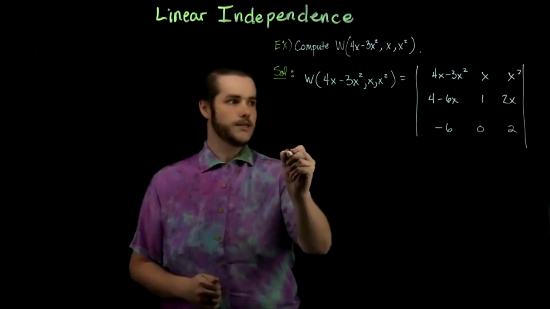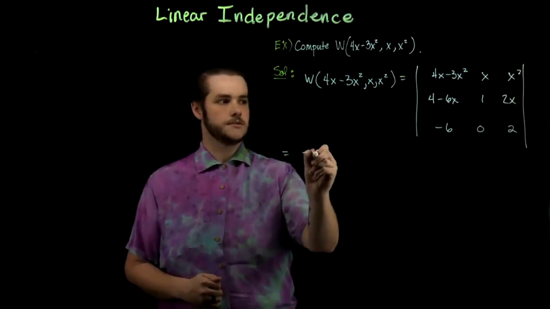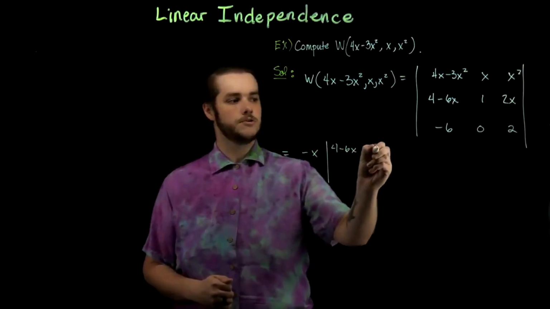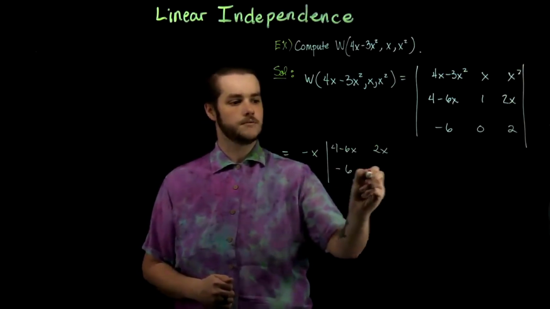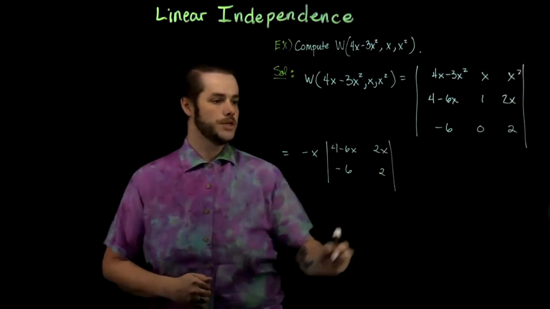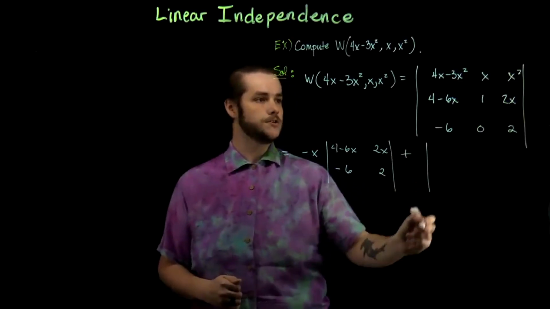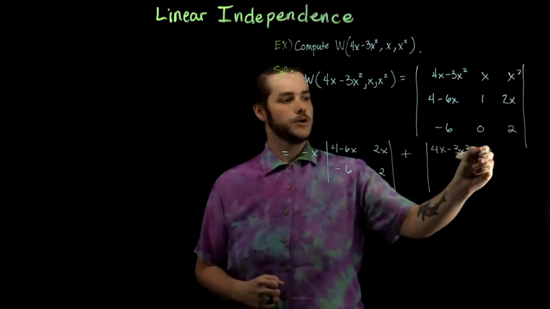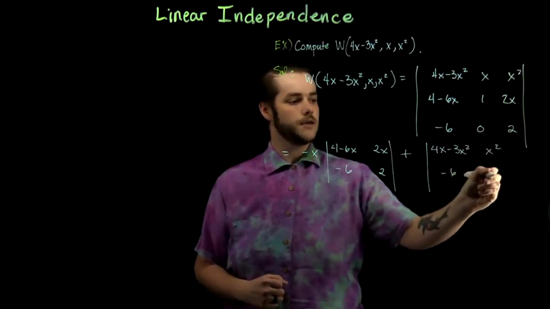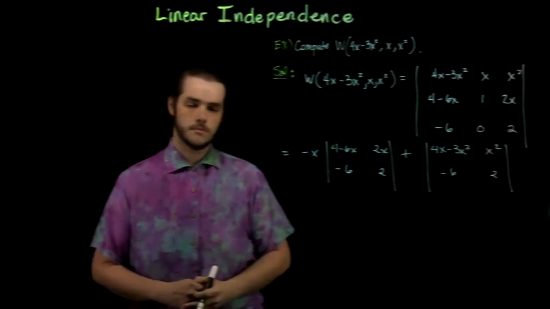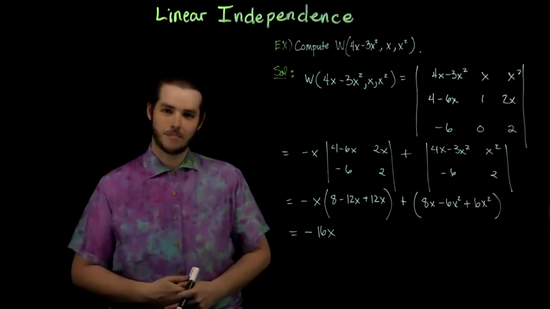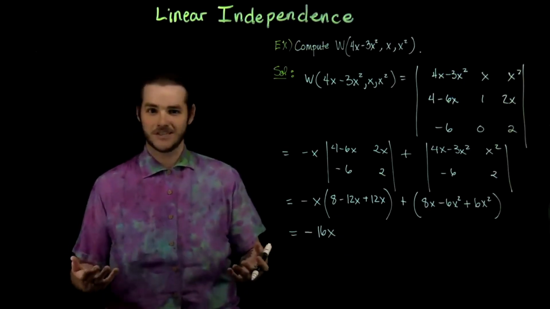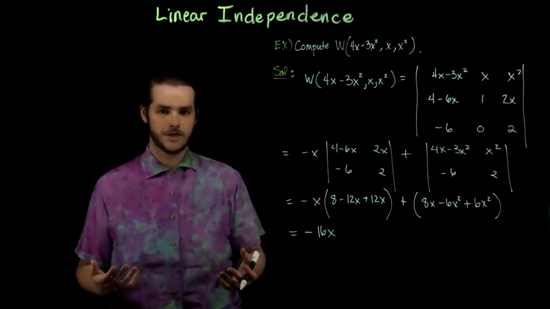So we will get negative x times the 2 by 2, 4 minus 6x, 2x, negative 6, 2, plus 1 times the 2 by 2, 4x minus 3x squared, x squared, negative 6, and 2. After cleaning it up a bit, I just get negative 16x. See? Function of x. But how is this related to linear independence?